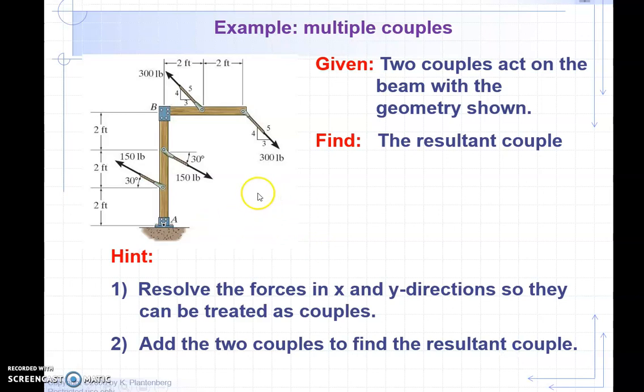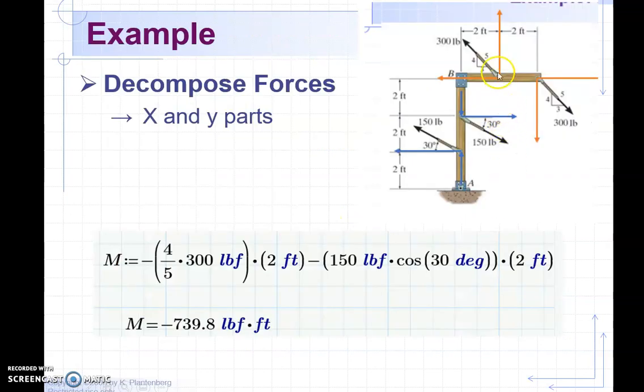All right, I want to work this example because we approach it a little bit different than the other ones. Got two couples, 300 and 300 and 150 and 150, and they're parallel and opposite. But the problem is we don't have the nice simple perpendicular distance. And we could do a little trig and get it, but there's an easier way. And we'll do that by resolving each force into its x and y parts.